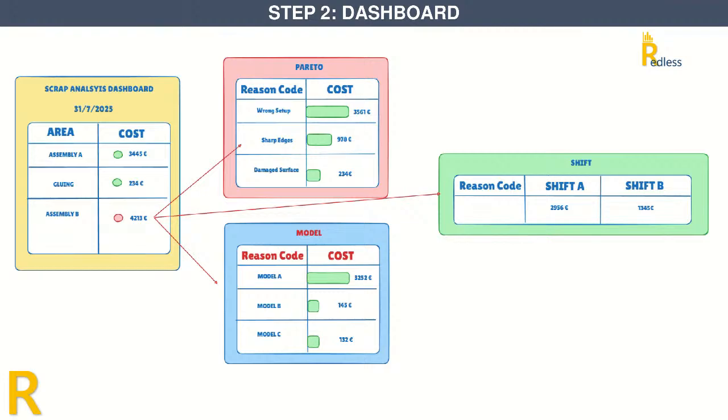And in case it's red, we want to see as many details as possible. We need to be able to see the top reason codes. For example, in this case, it's wrong setup. We want to see the models that create the most scraps, which can be model A. As you see here, model A, model B, model C, 70% of the scraps come from model A. So it means that there is a problem with the recipe of model A or a particularity from model A. Or you want to be able to compare the two different shifts, how much scrap shift A did compared to shift B.